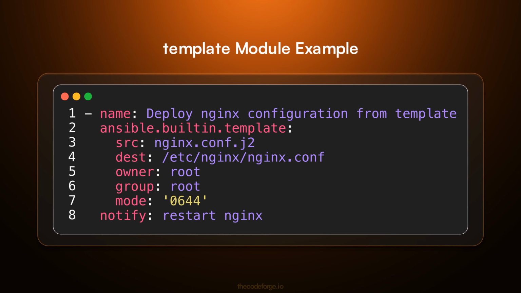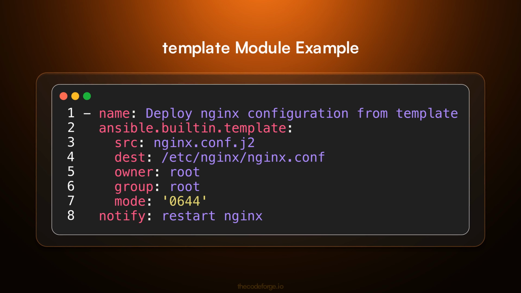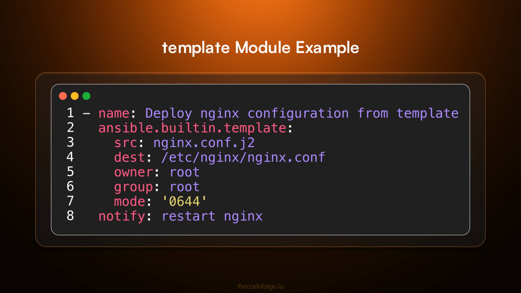This task deploys an nginx configuration from a Jinja2 template. The template file nginx.conf.j2 contains variables like nginx_worker_connections. Always test with check and diff to preview changes.